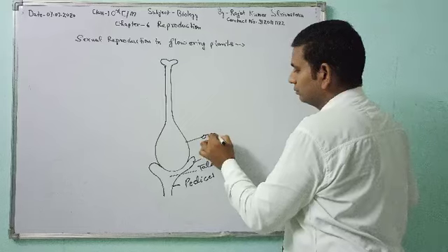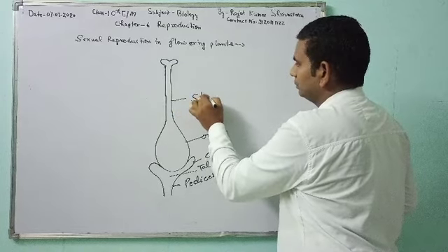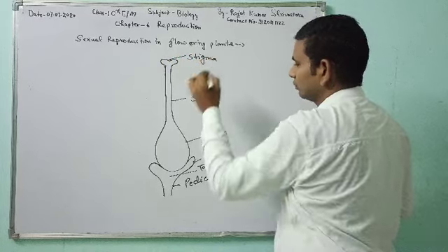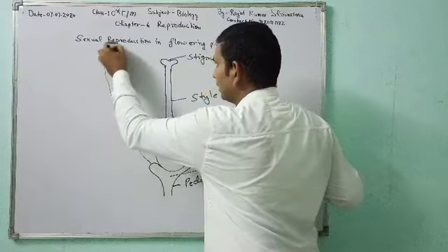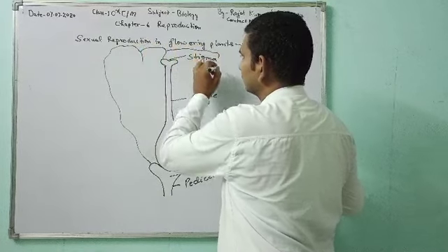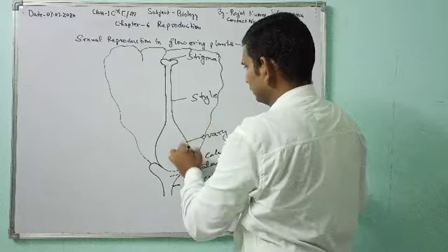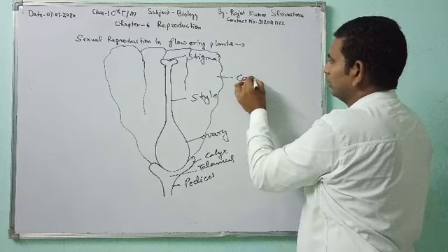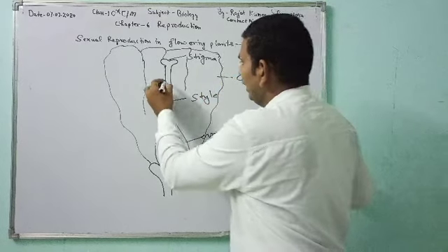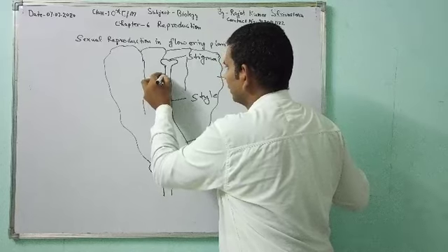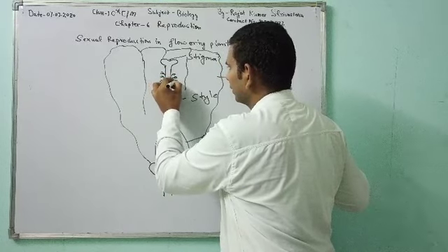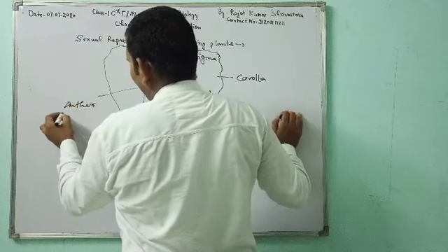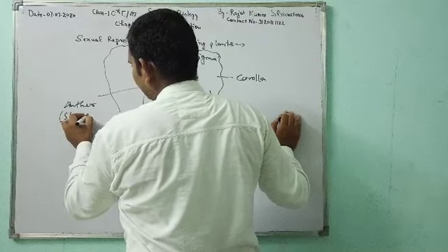This is the ovary, style, stigma, and this is the colored portion. This colored portion is called corolla, and this contains the anther, and this is called stamen.